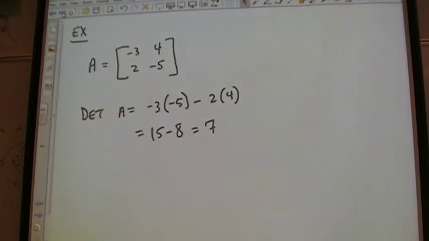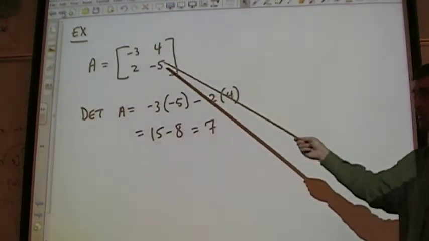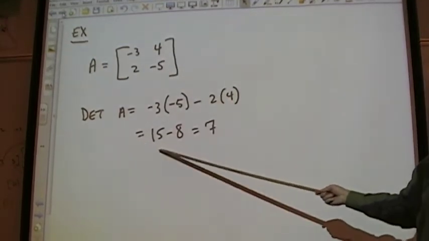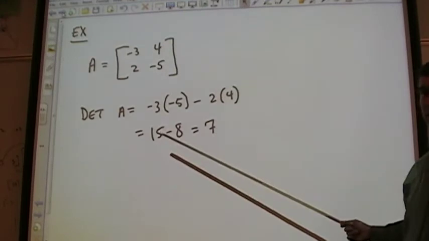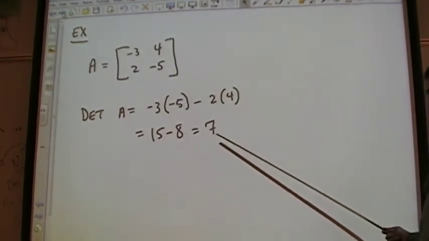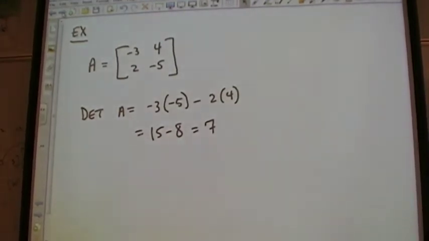Alright, so here is matrix A. To find the determinant, all you do is multiply diagonally. Negative 3 times negative 5 is what? 15. 15 minus 2 times 4 is 8. So what's your determinant? 7. That's it. You'll get a single number for the determinant.